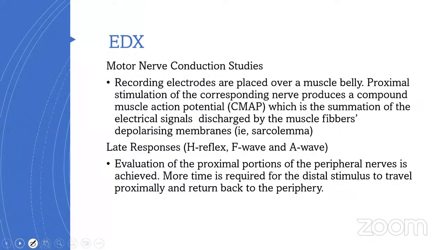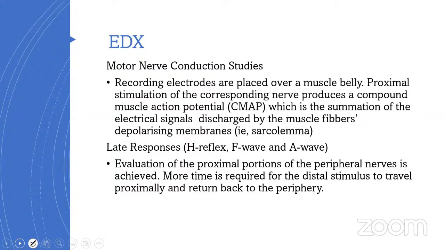The motor nerve conduction studies consist of recording the compound muscle action potential, which is recorded by placing the electrodes over a muscle belly and stimulating the corresponding nerve proximally. That produces a CMAP, which is the summation of the electrical signals discharged by the muscle fibers when depolarization occurs in the membranes, the sarcolemma.